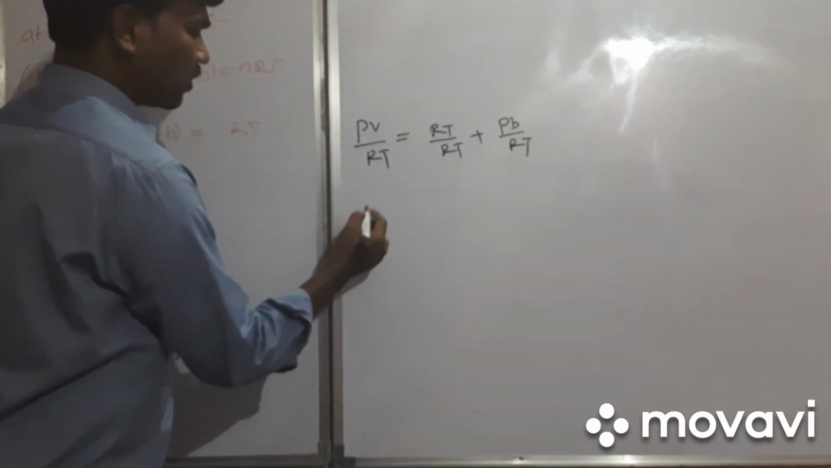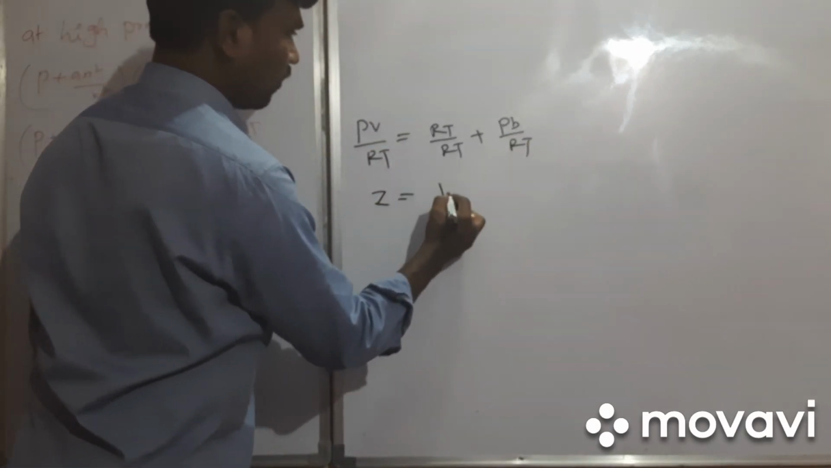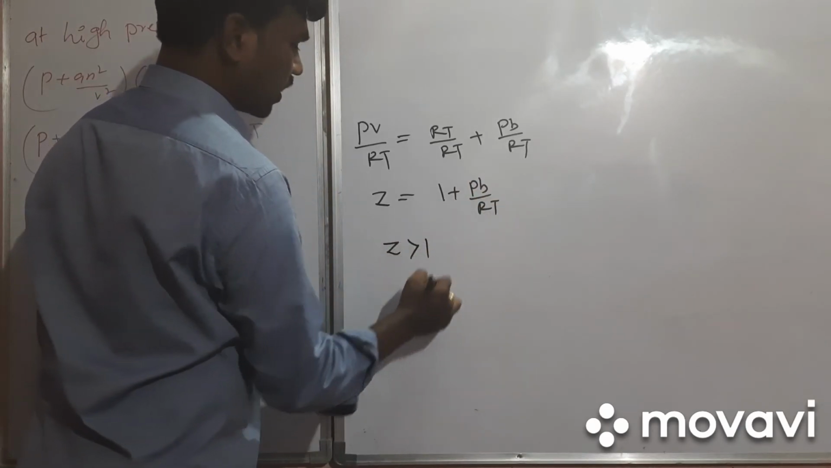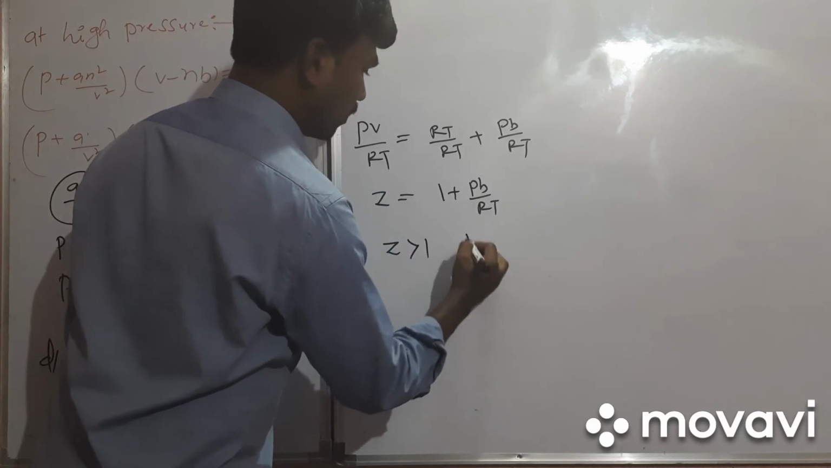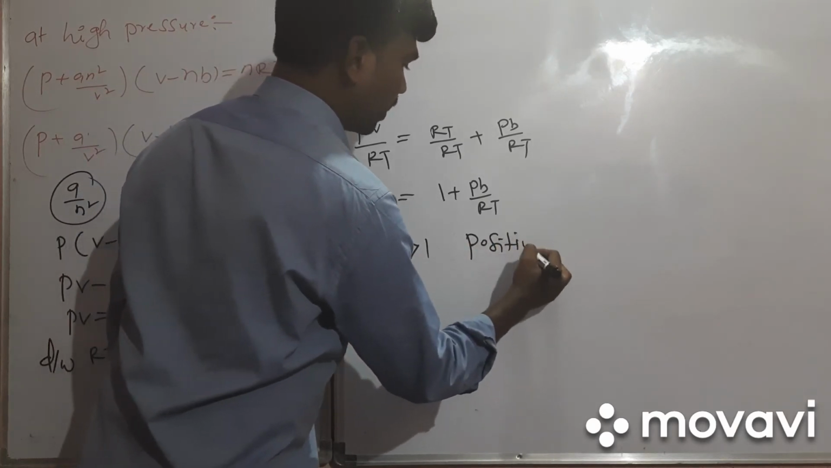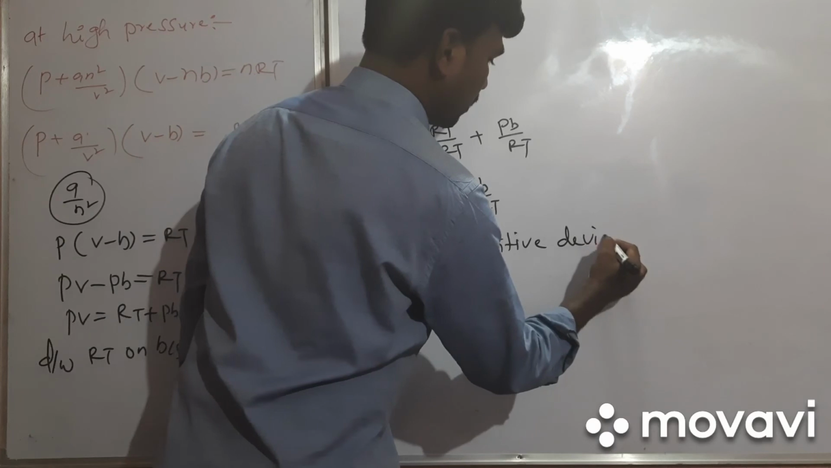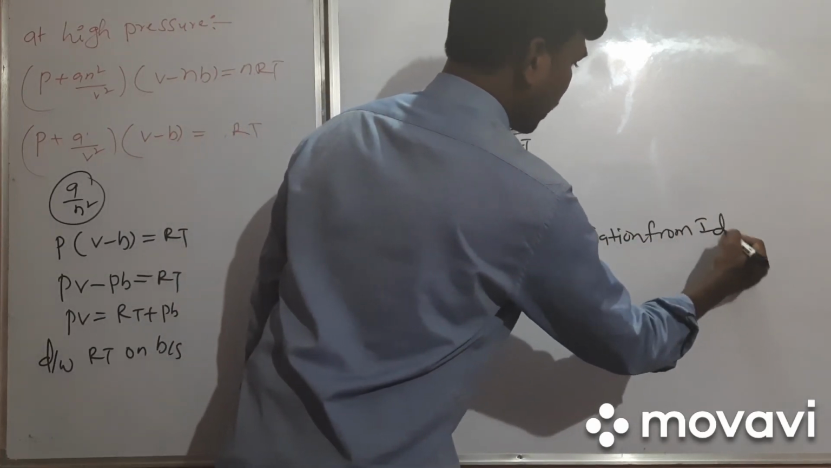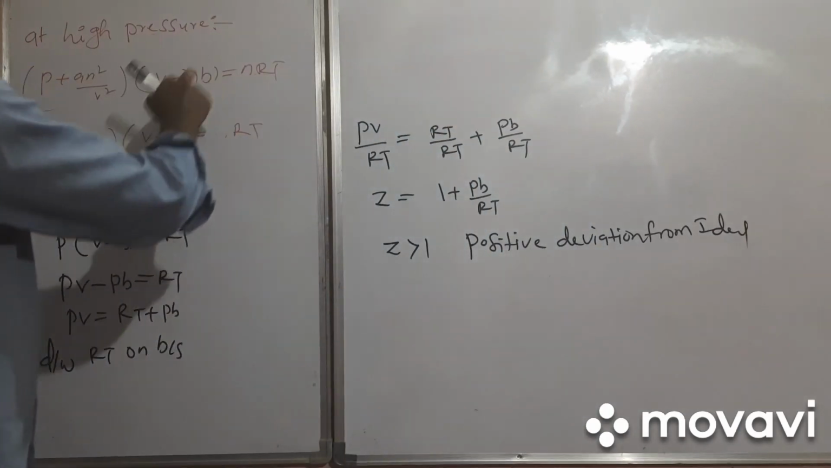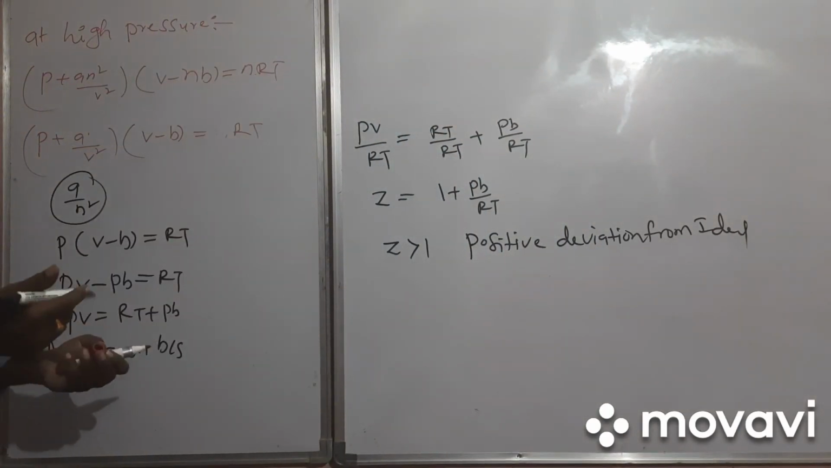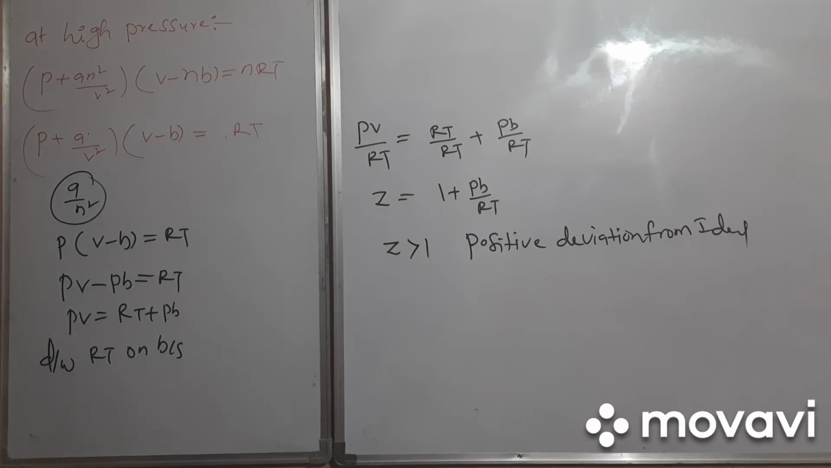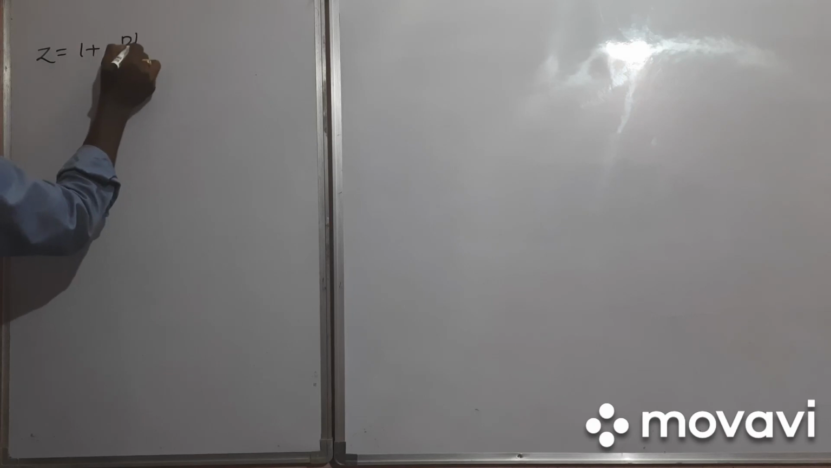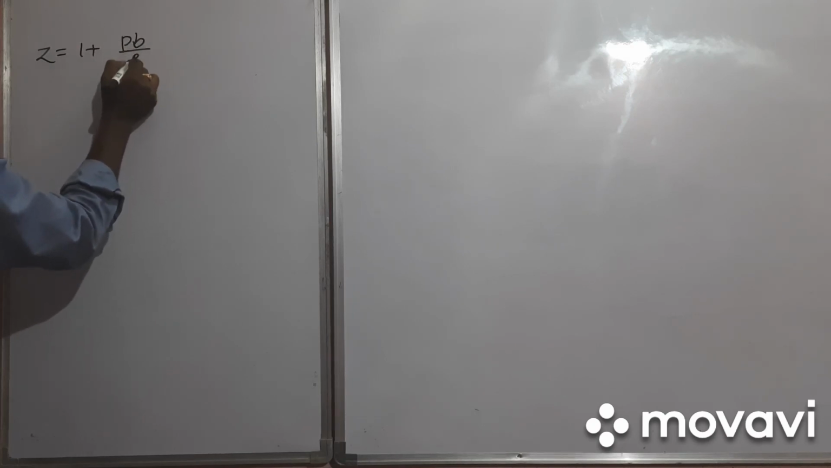So PV/RT is the compressibility factor, Z = 1 + Pb/RT. According to this, Z is greater than 1, so it is positive deviation from ideal behavior. In case of high pressure, it will be positive deviation from ideal behavior. Okay, so next explanation, we have seen Z = 1 + Pb/RT came, so at high pressure this equation came.